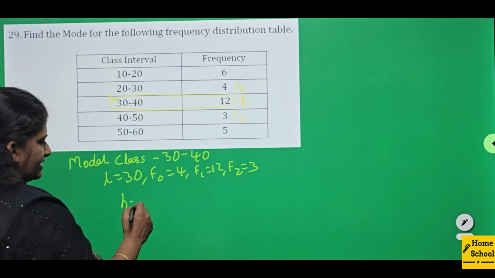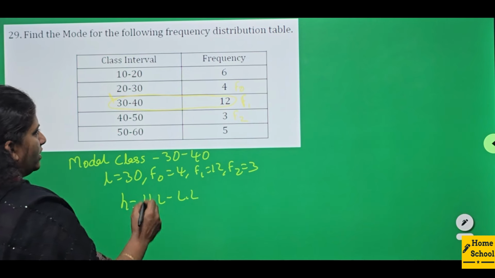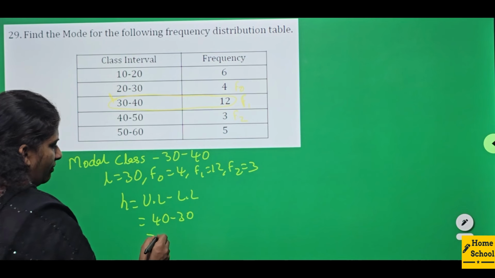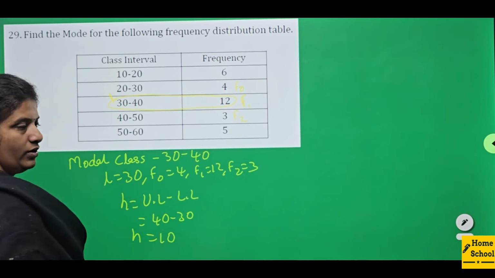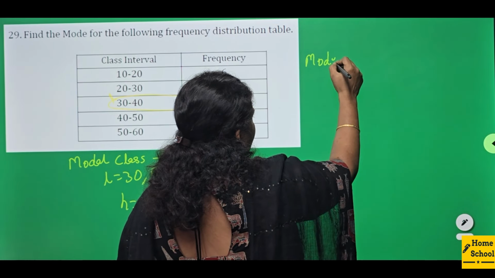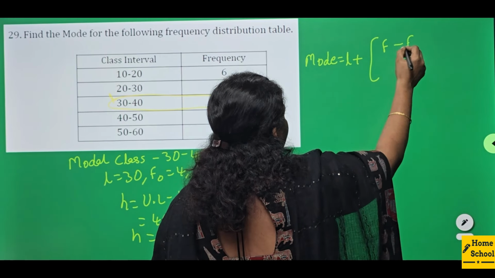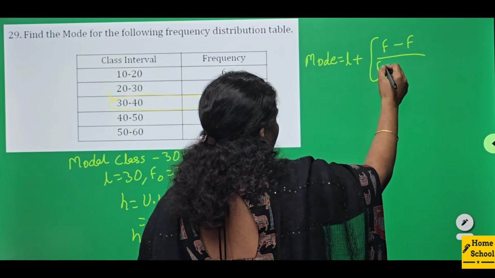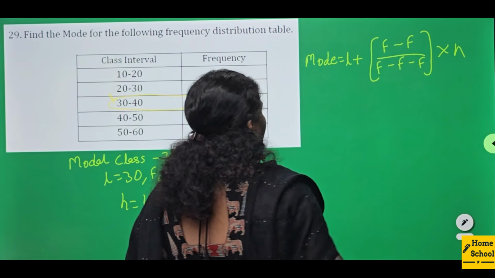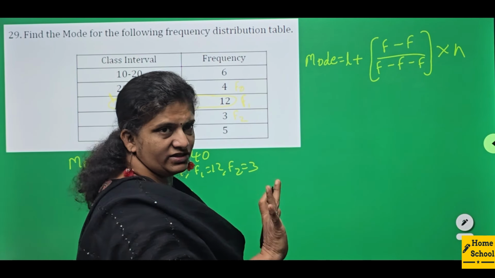h is the class size. How do we get it? Upper limit minus lower limit. Upper limit is 40, lower limit is 30. 40 minus 30 is 10. Okay, mode formula. Mode is equal to, easy to remember children, L plus, write 2 f's with a minus symbol above and below, 3 f's into h. Okay, L plus (f minus f) by (f minus f minus f) into h.